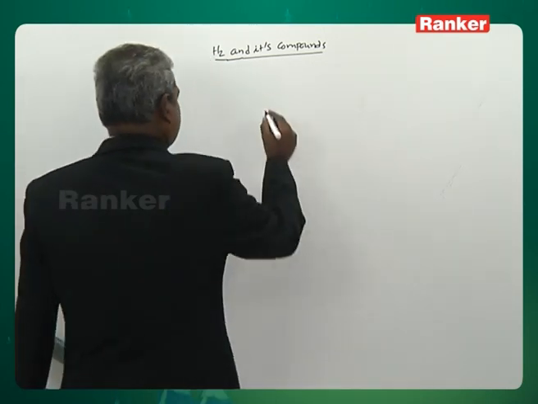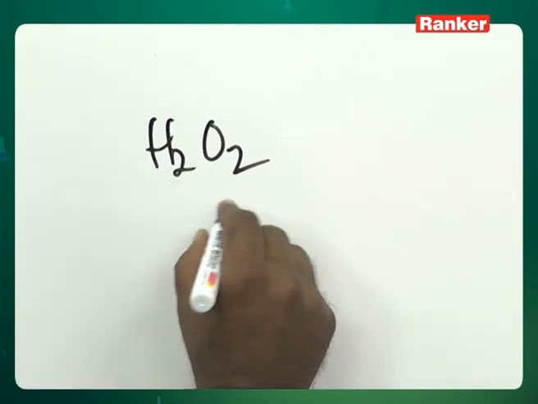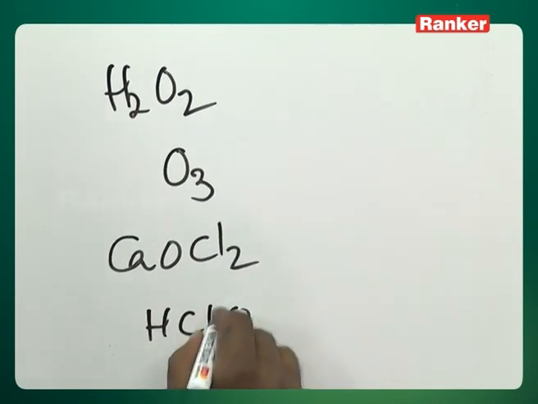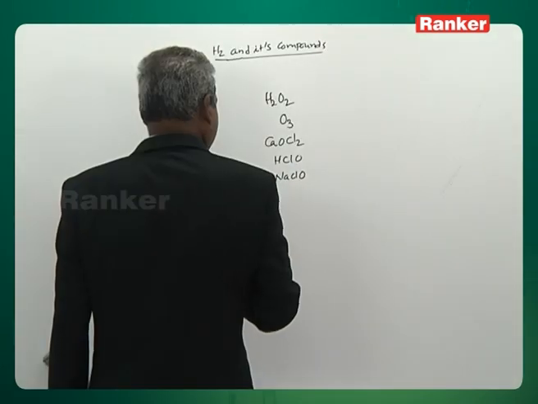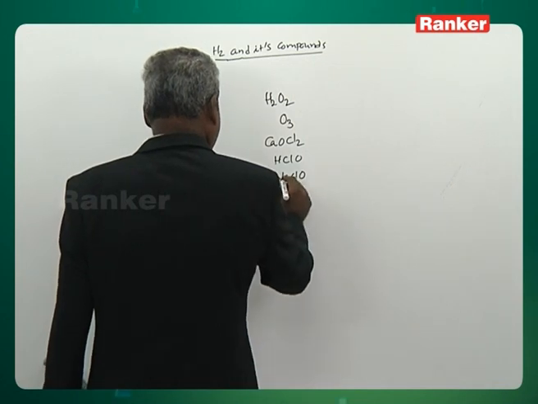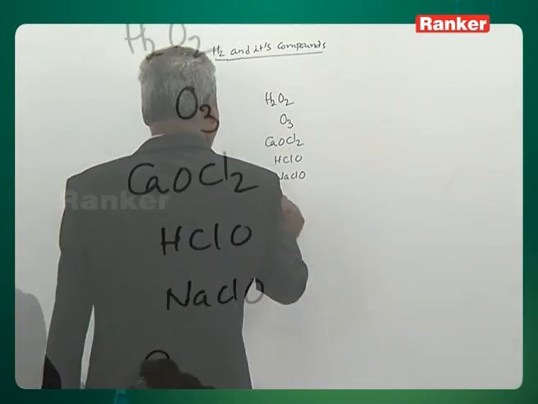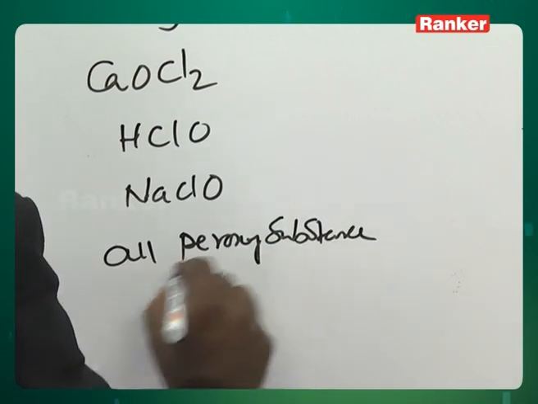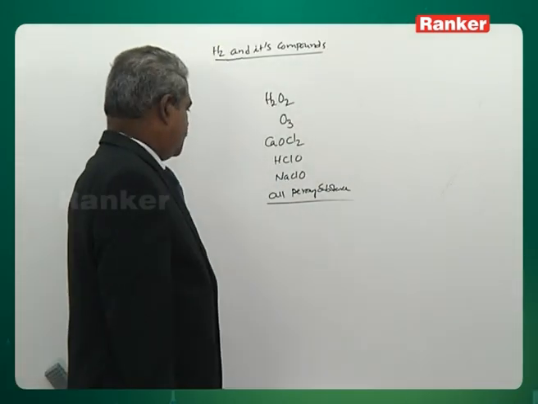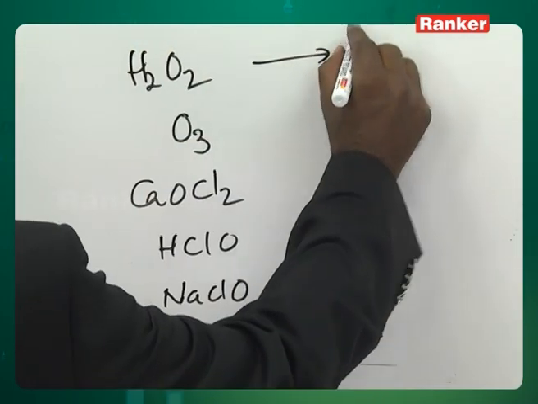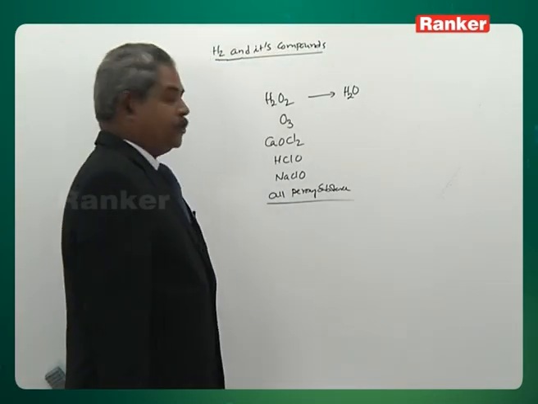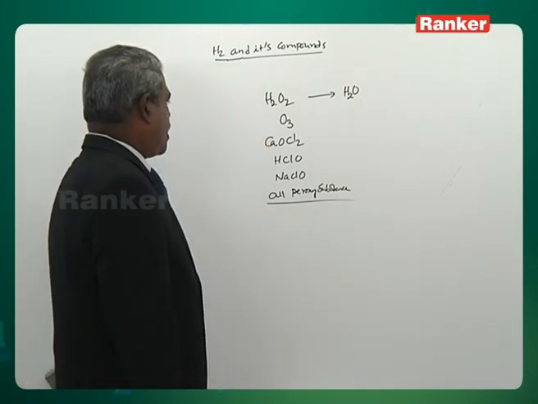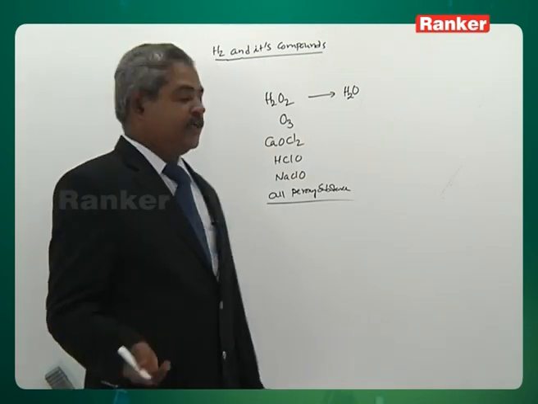So, there is a host of substances: H2O2, O3, CaOCl2 (bleaching powder), HClO, NaClO, like that. All peroxy substances. H2O2 wants to become H2O. Why? Because H2O is very stable, because the O-H bond is very, very strong, you can't break that easily. And the O-O bond is very, very weak, that breaks very easily.